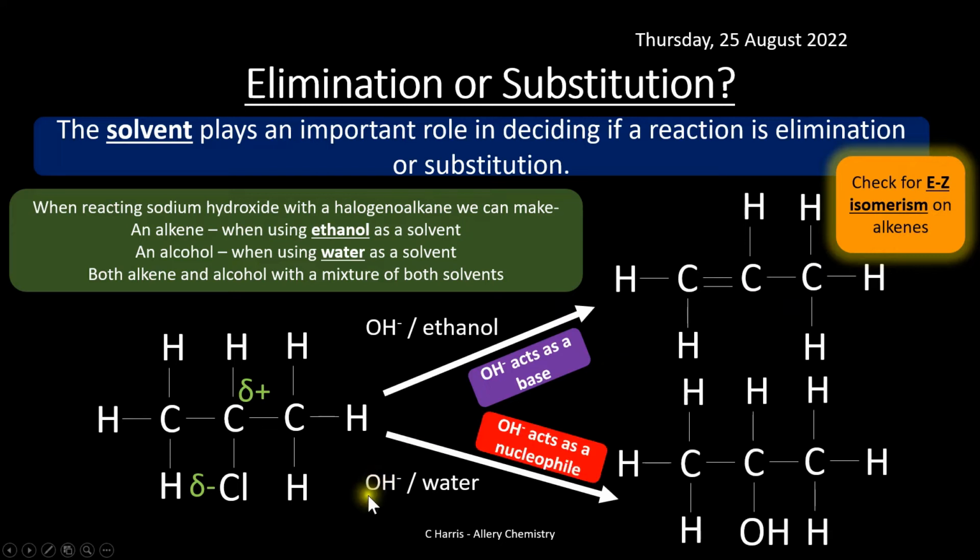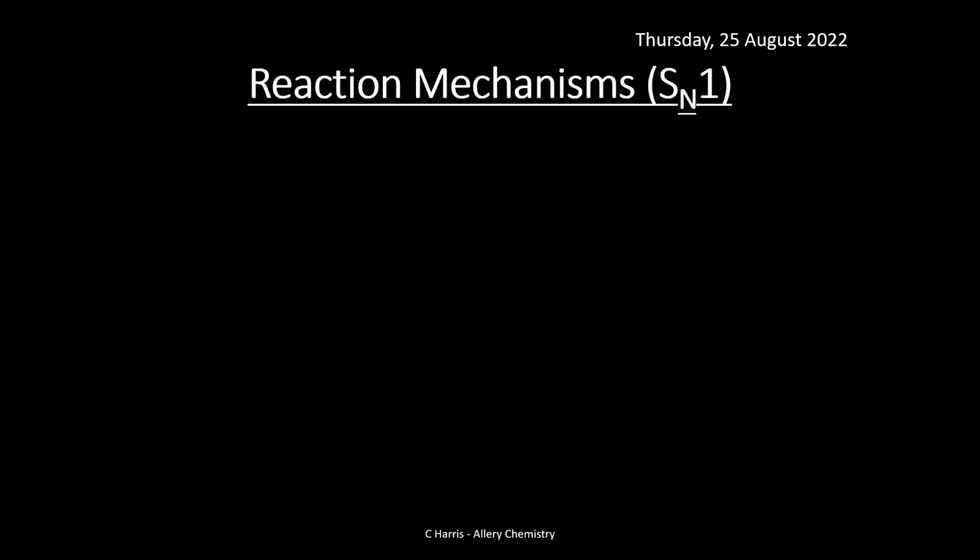Now, if we react the hydroxide ion dissolved in water, so it's an aqueous solution, then the OH- ion acts as a nucleophile instead. So what we form is a secondary alcohol. This is nucleophilic substitution, so we're substituting the halogen for the OH, and you form a secondary alcohol, which is here. So make sure you do check for EZ isomerism. If you're not sure what that is, then go back and look at the introduction to AS organic chemistry, and that will have a little bit more information in there. I'm assuming you know what this is if you're looking at this topic.